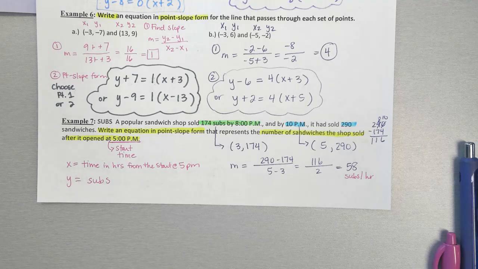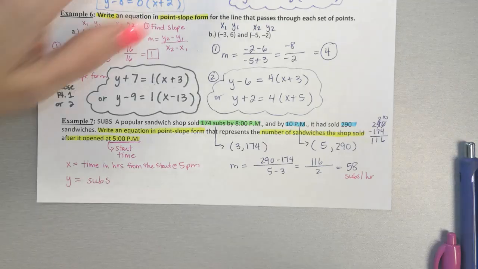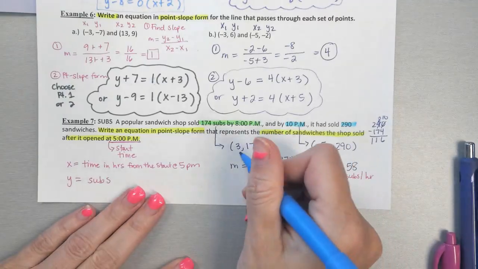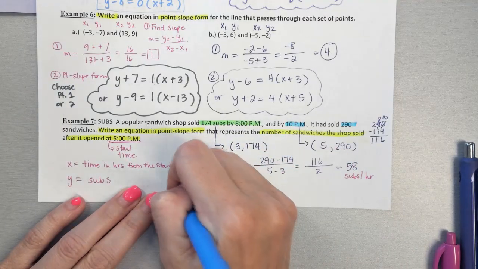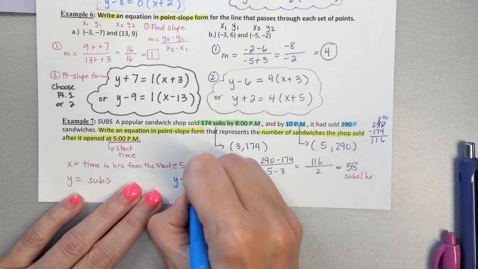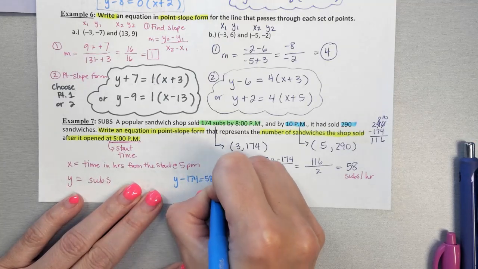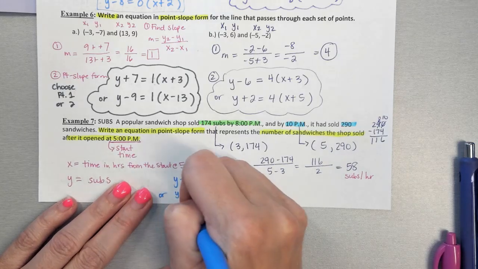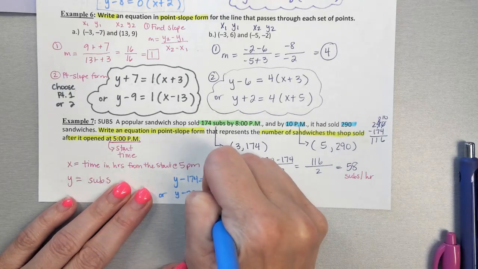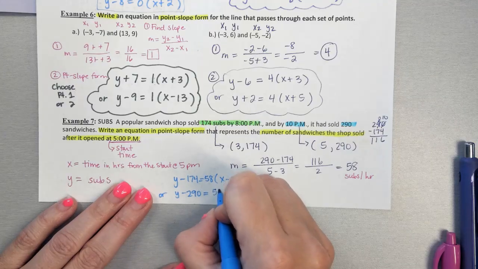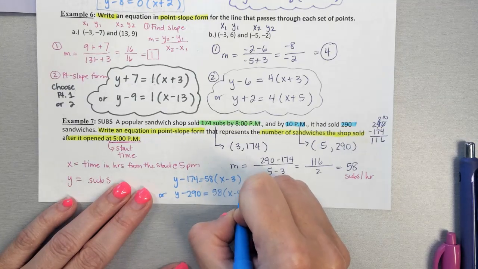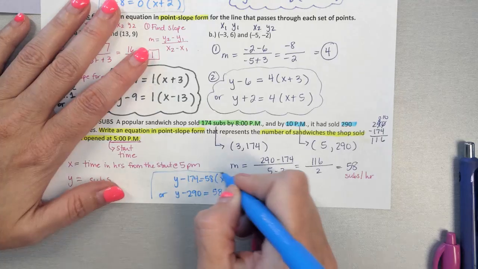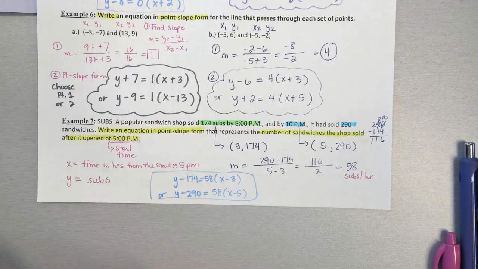So again, you have two choices. You can either use the first point and you'd have y minus 174 equals 58 times x minus 3. Or if you use the second point, and again, you only have to write one of those. Both of those are going to be correct.